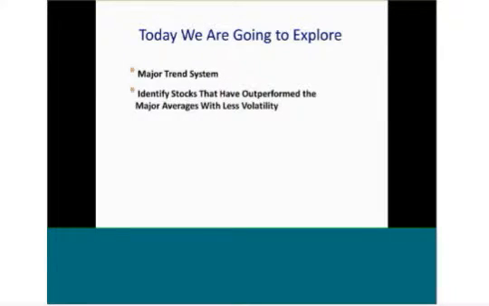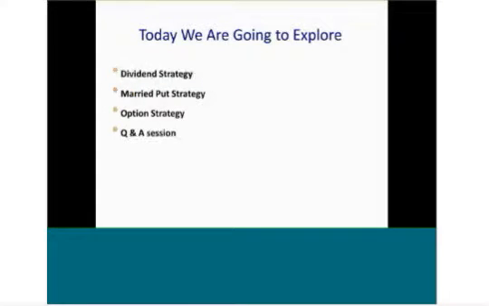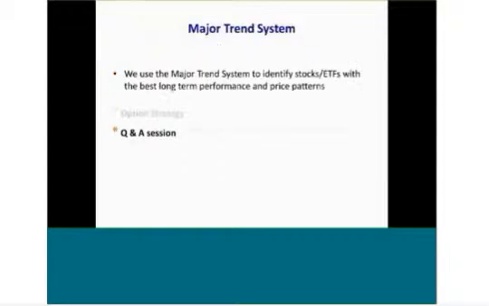So today we're going to look at the major trend system, and we're going to identify stocks that have outperformed the major averages with less volatility. And we're going to look at a few strategies that we use the major trend system to identify trades for these strategies. So we'll look at a dividend strategy, a married put strategy, and an option strategy, and I'd be glad to have a Q&A session at the end.